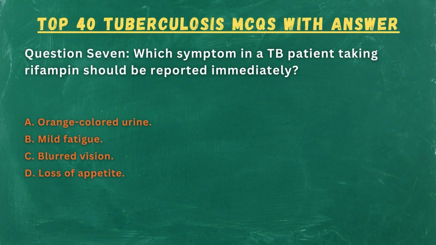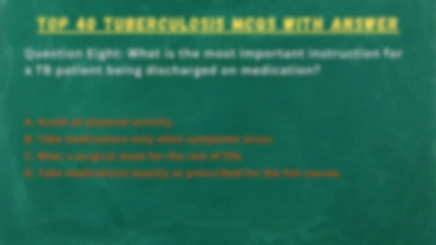Question 7. Which symptom in a TB patient taking rifampin should be reported immediately? A. Orange-colored urine. B. Mild fatigue. C. Blurred vision. D. Loss of appetite. Answer: C. Blurred vision.